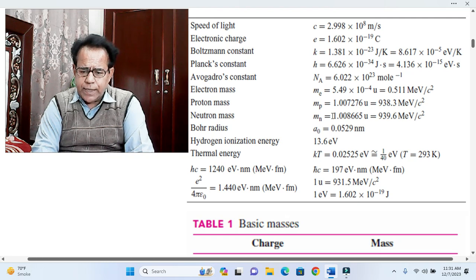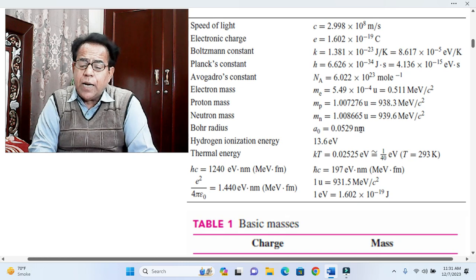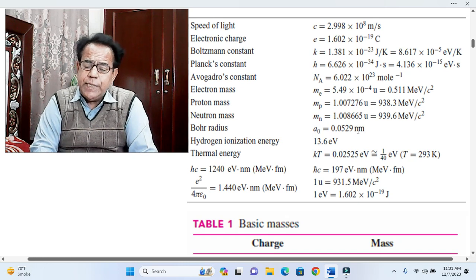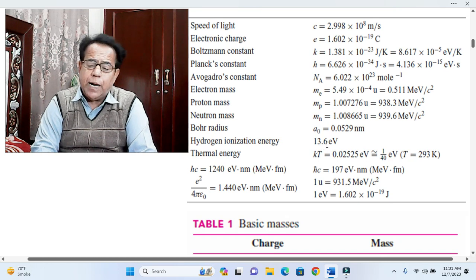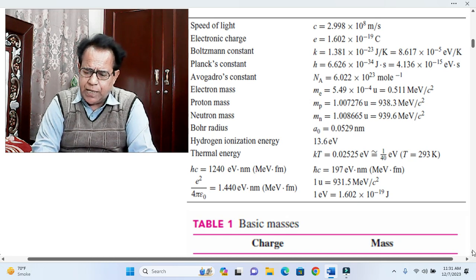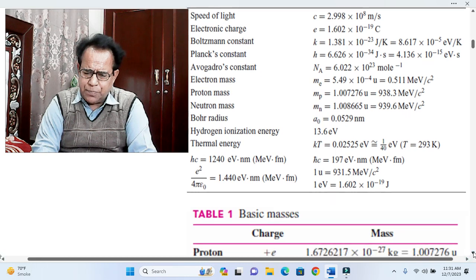Now dear students, the Bohr radius a naught is also given as 0.0529 nanometer. But we have to confirm it by using the definition of the Bohr radius and putting in the concerned values. Similarly, the hydrogen ionization energy is 13.6 electron volt, and the remaining part is concerned with this. But we have to counter check all these four values or parameters.